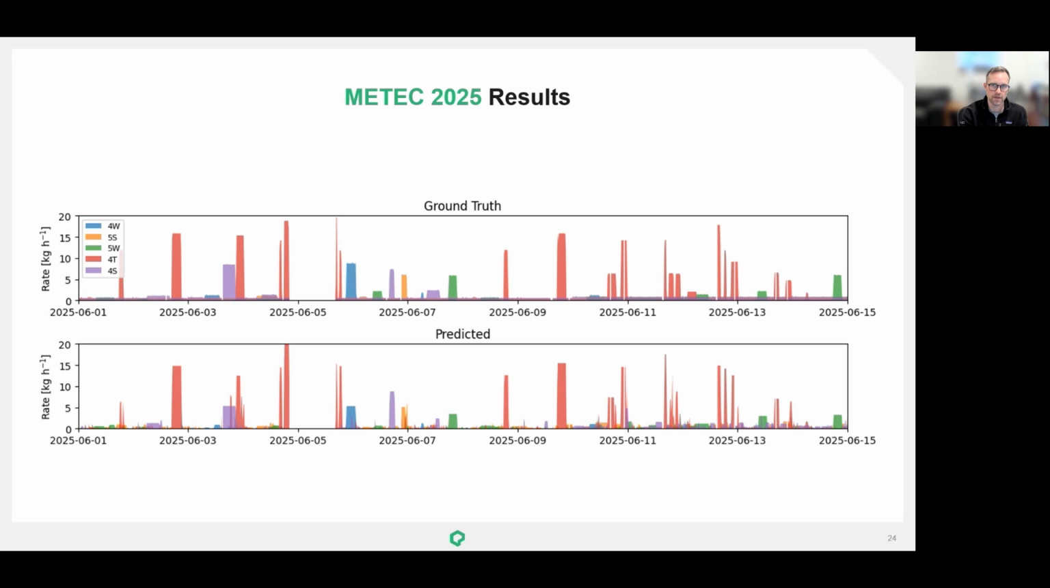And bringing back this time series plot, you can see the tanks are the red items, and visually you can just see how well the model detected essentially every tank emission, which was a powerful validation of this approach.